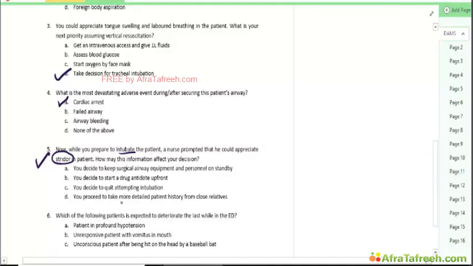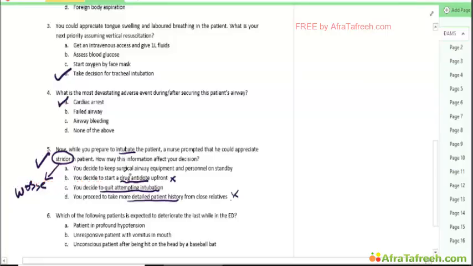Okay, you proceed to take more detailed history. I don't think so. You need to act fast here. An additional history would not really help unless you're thinking of some foreign body aspirate. You decide to quit attempting intubation, which would not be a very wise thing because the patient has stridor, which suggests that the patient has worsened. You decide to start a drug antidote upfront. This does not seem to be a toxidrome or a condition which could be reversed by a single drug. So this does not seem to be the right option.